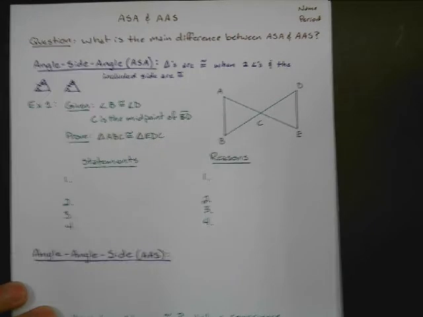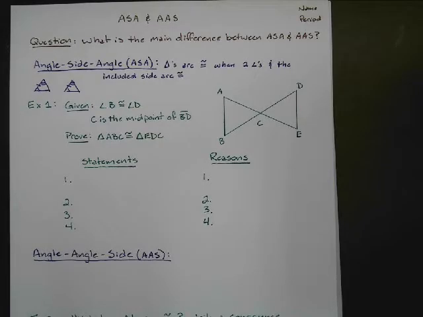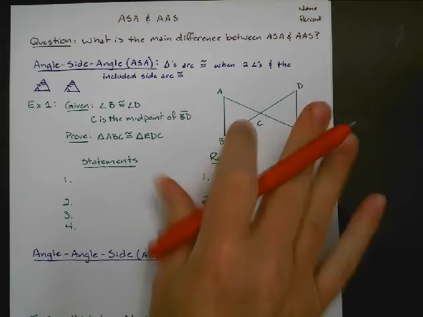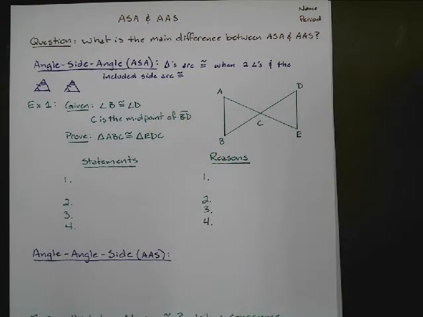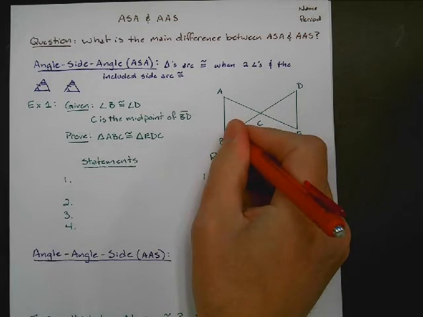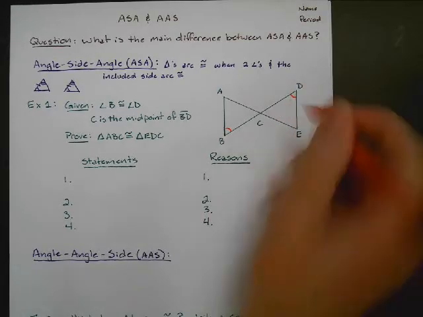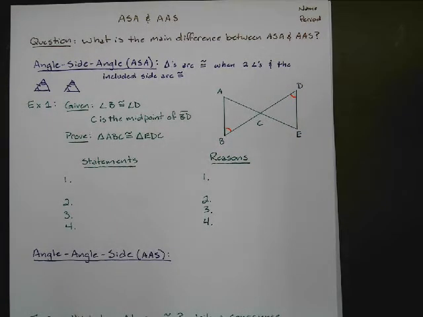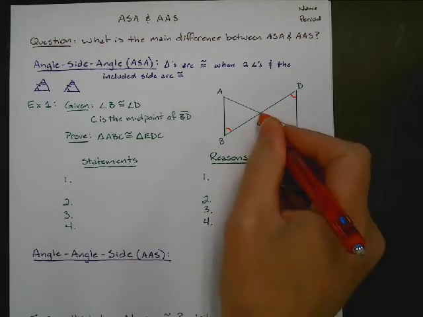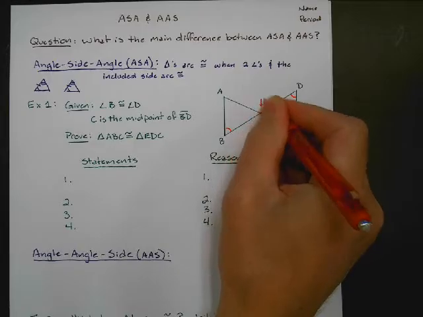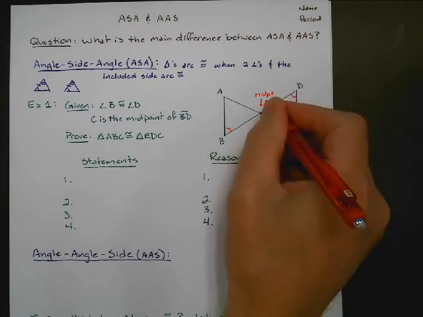All right, so let's do a proof with this. Remember, with our proofs, we've got our given and then what we're trying to prove. This one's going to take us four steps to do. We've got a diagram over here. It starts by saying that angle B is congruent to angle D, so I'm going to mark that on my diagram so it's easier to tell what's going on. And then C is the midpoint of BD. So that's a midpoint right there.